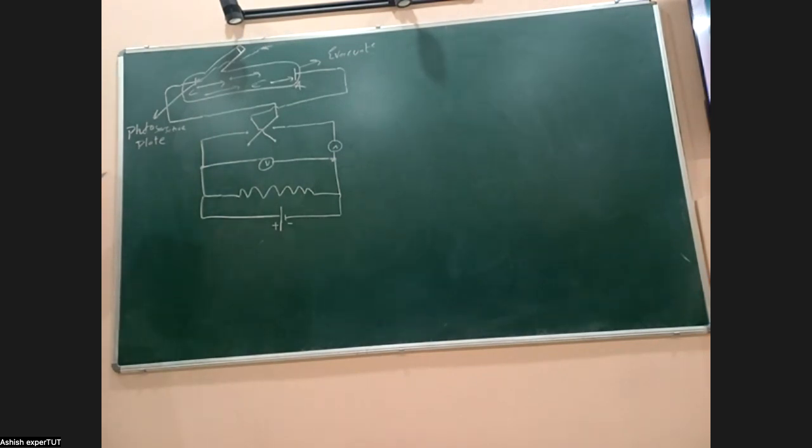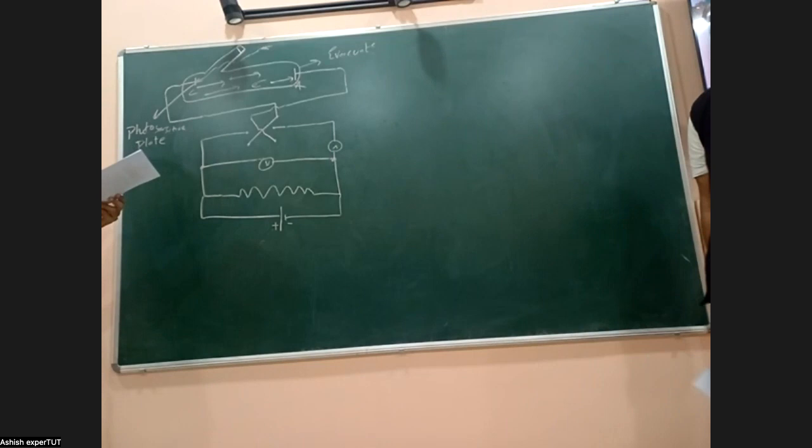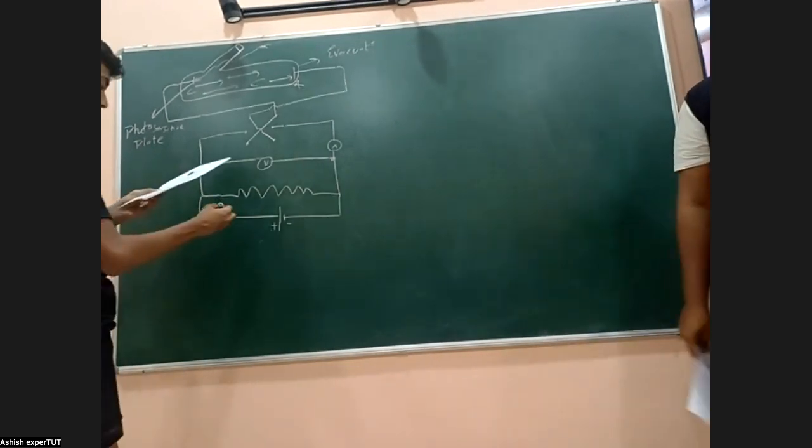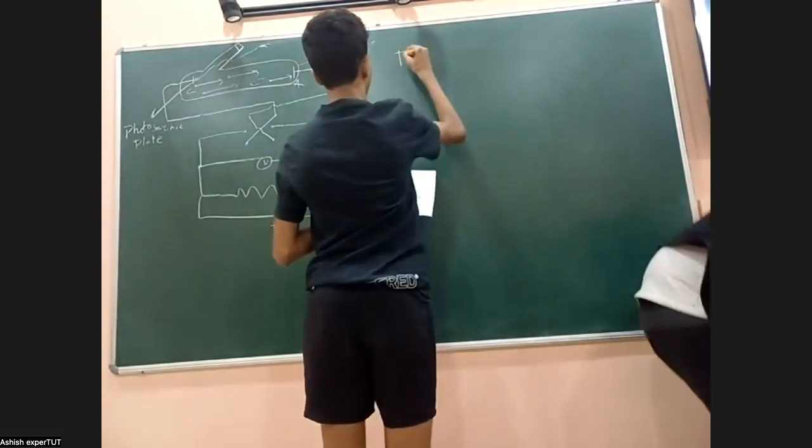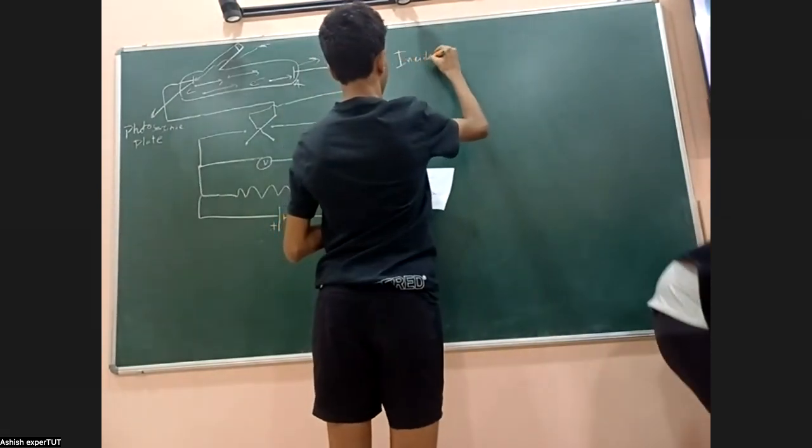Fifth, incident radiation is also called what? Keep on writing this, okay? I will ask at the end of the class. Incident radiation is also called h nu. H is Planck's constant. Nu is the frequency of incident radiation.